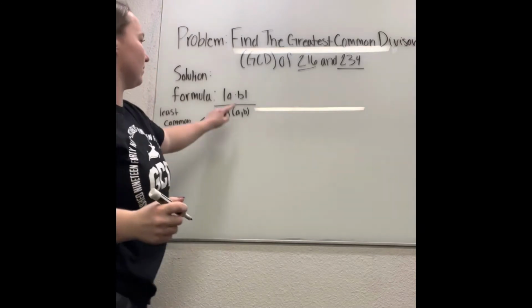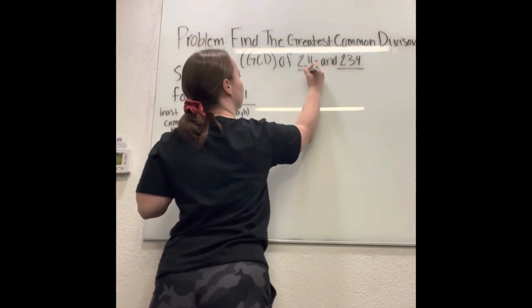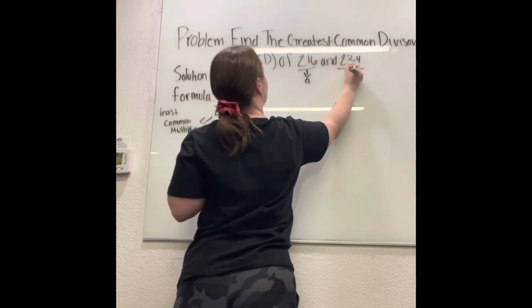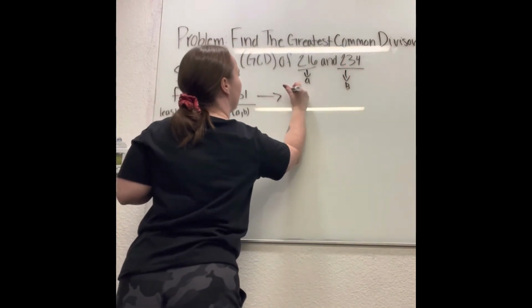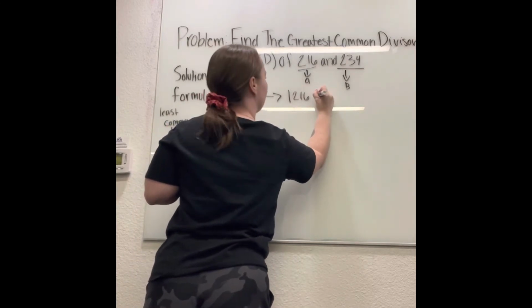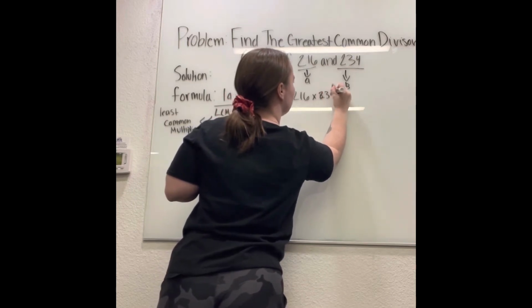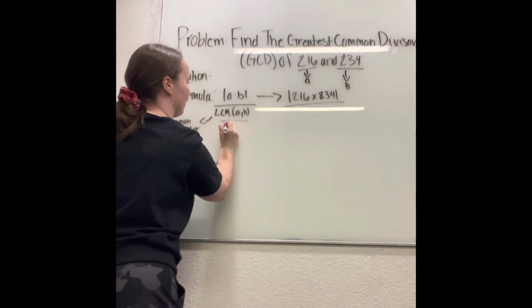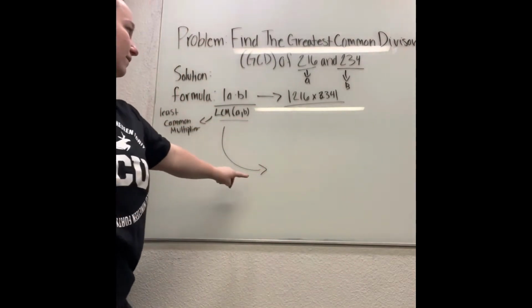So the first thing we want to do is establish what A and what B is. A will be 216, my bad. B will be 234. So for this, we put 216, since that's A, times 234, since that's B. And then we need to find this part. So for this part, I'm going to bring it all the way over here. We are going to find the divisors of it.